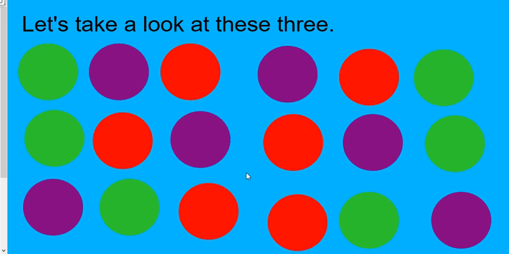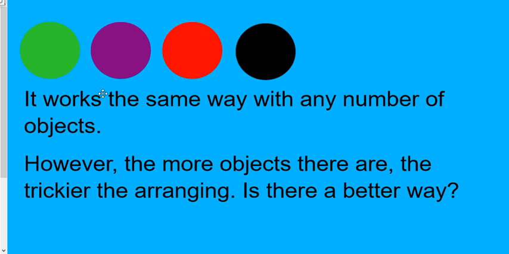Now when we do this type of thing, it's super important that we work systematically. So to start with, we have green at the beginning, so I've kept the green at the beginning and just swapped the other 2 round. Then swap to purple, again moving the other 2 colours around, and then onto red, swapping the other 2 colours around. By doing it this way, it keeps it a lot easier to keep track of what we've done and what we still need to do. So it can work the same way regardless of the number of objects.